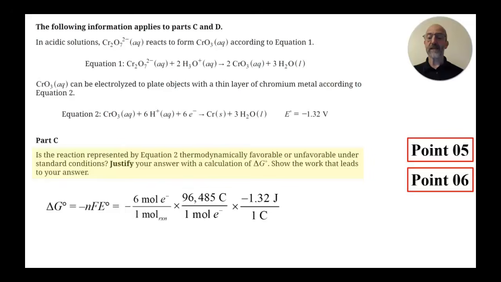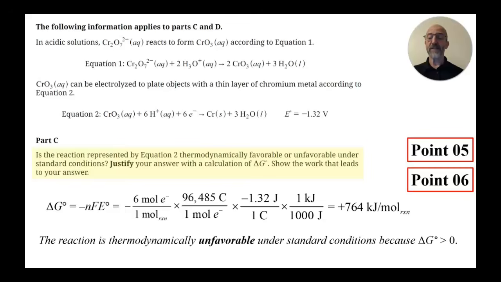I'm going to convert to kilojoules. So when I finish off this calculation by dividing by 1,000 to convert from joules to kilojoules, this is what I got on my calculator. I got positive 764 kilojoules per mole of reaction. And then based on that positive delta G value, I said the reaction is thermodynamically unfavorable under standard conditions because delta G is positive. So again, I assigned 2 points to part C of that question. I don't know. We'll see if the official College Board scoring guidelines agree with me or not.